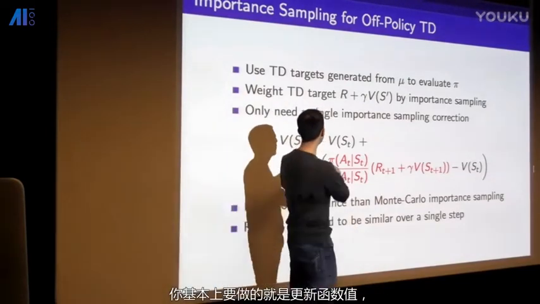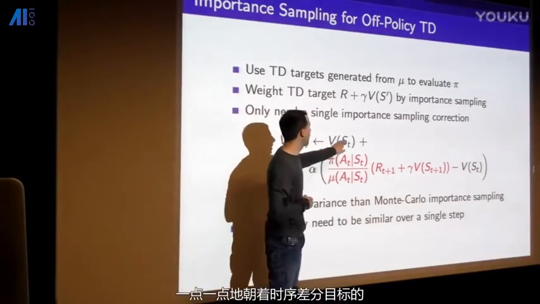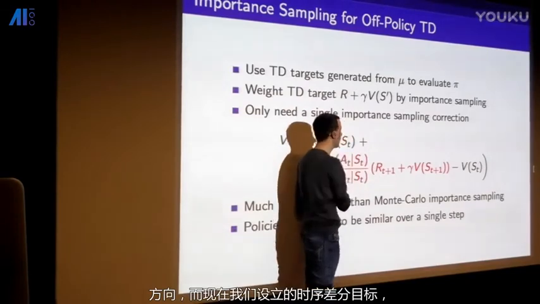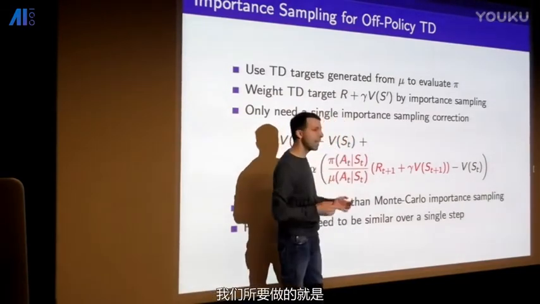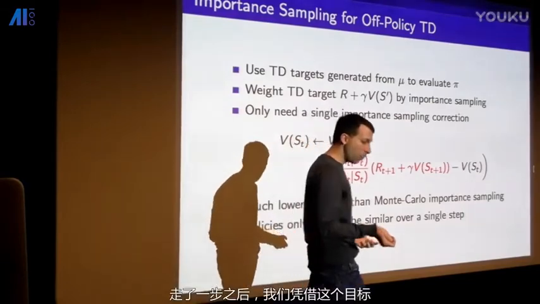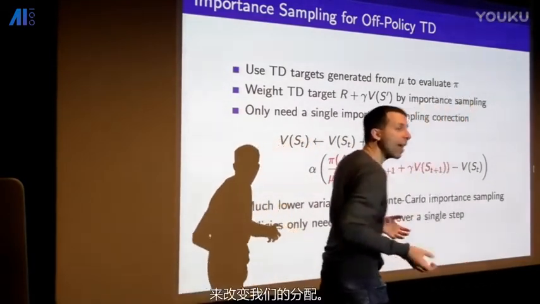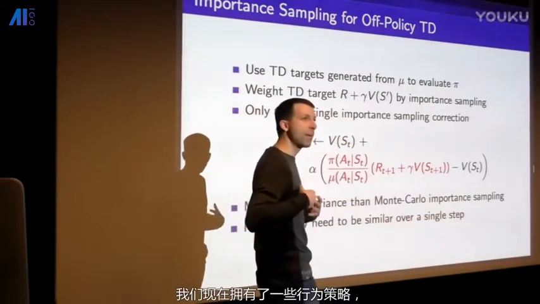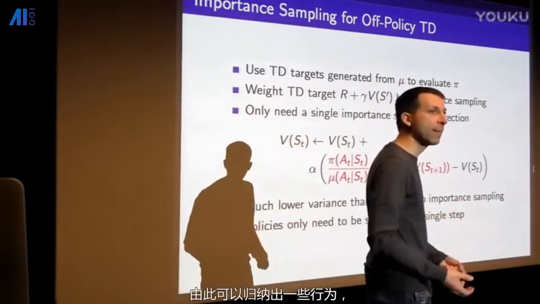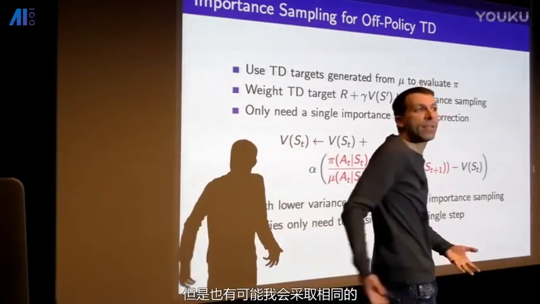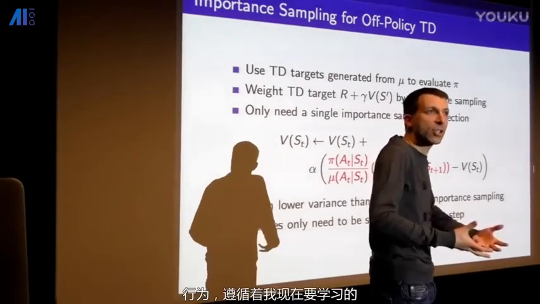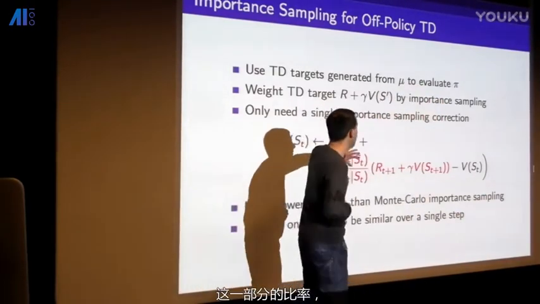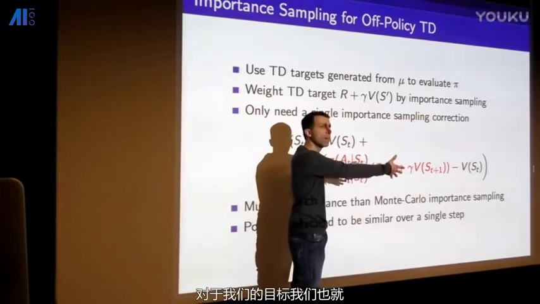So all you have to do is basically update your value function a little bit in the direction of your TD target. And the TD target now, all we're going to do is take that TD target, like what happened over one step of this action, and correct for our distribution over that one step. We're going to say, over that one step, I had some behavior policy that generated some action, and there's some probability that I would have taken that same action under my actual target policy I'm trying to learn about. And we just consider the ratio between those two things, and we multiply our target by it.